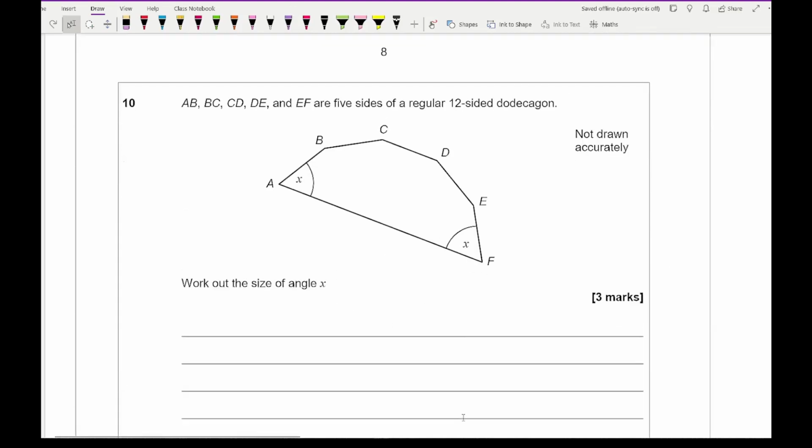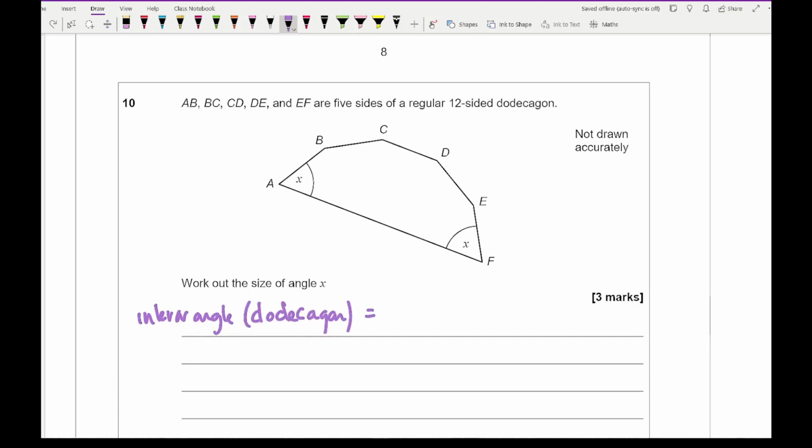Then moving on to question 10, it says that AB, BC, CD, DE and EF are 5 sides of a regular 12-sided dodecagon. What is the size of angle X? So for this, the first thing I need to do is work out the interior angle of a dodecagon.